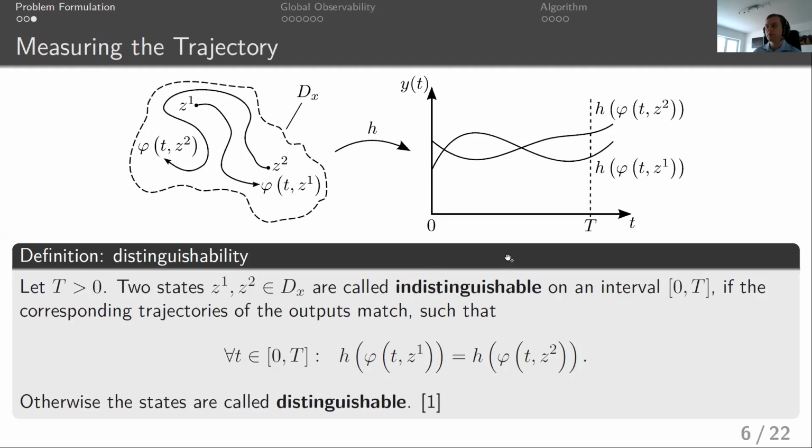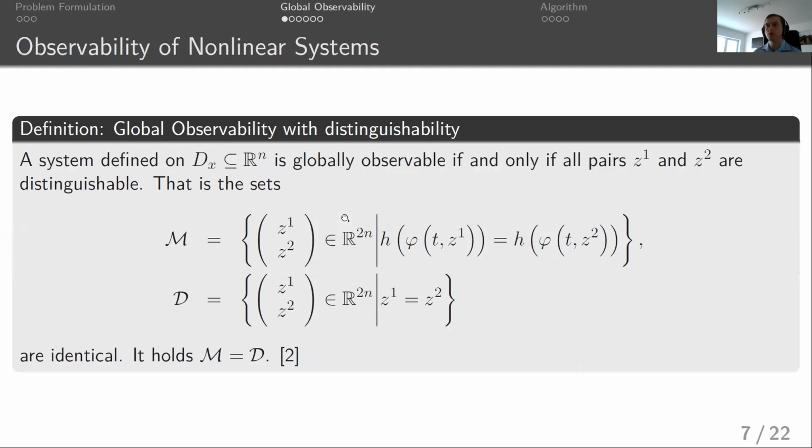Now we could, of course, do this for all states of our definition area. This leads to the definition of global observability. A system defined on the subset DX is globally observable if and only if all pairs Z1 and Z2 are distinguishable. This leads to two sets: a set M, which contains all pairs for which the mapping of the trajectory is equal, and a set D, which contains all pairs where the states are equal. If we can show that these two sets are identical, such that M equals D, then we have global observability. Now we have to verify that the mapping of a trajectory is equal.